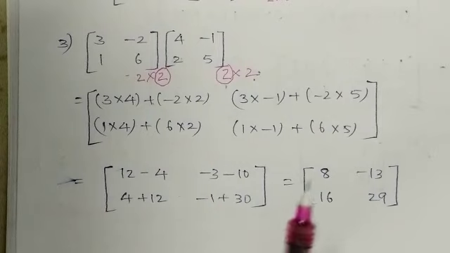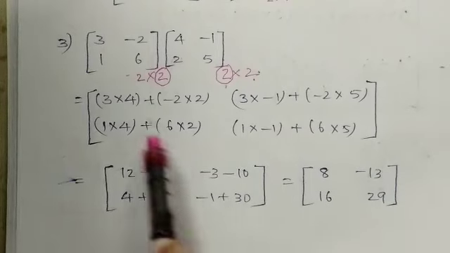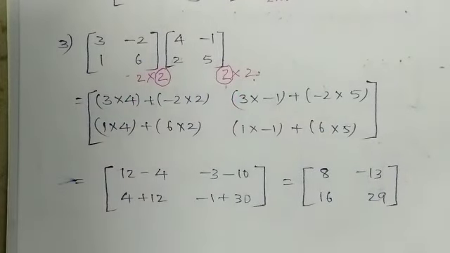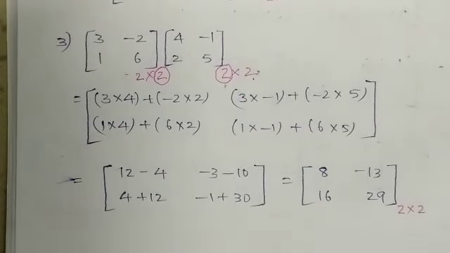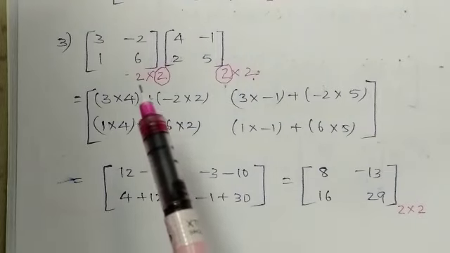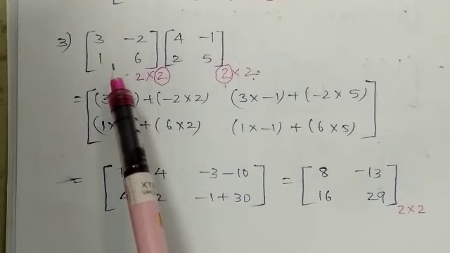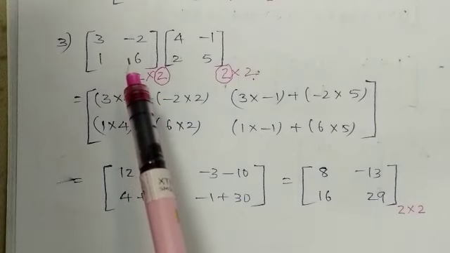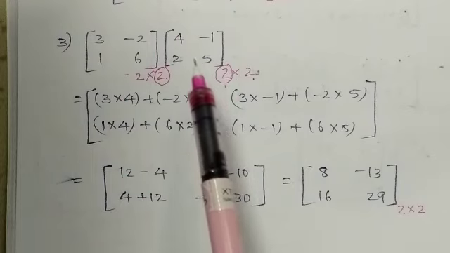Now see, what is the order of this resultant matrix? In the beginning itself we said these two numbers give the order of resultant matrix, which is 2 by 2. Means the product of matrices is possible only when number of columns in the first matrix are equal to number of rows in the second matrix. Then only multiplication is possible.